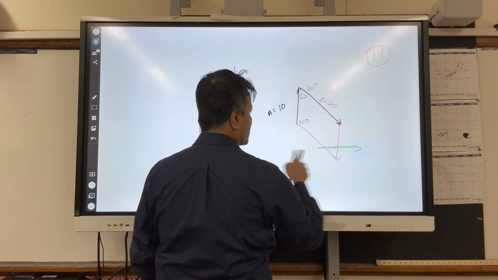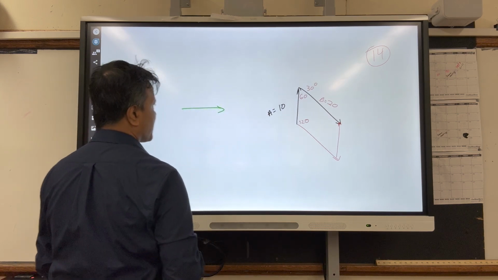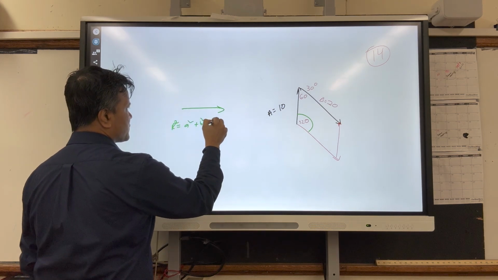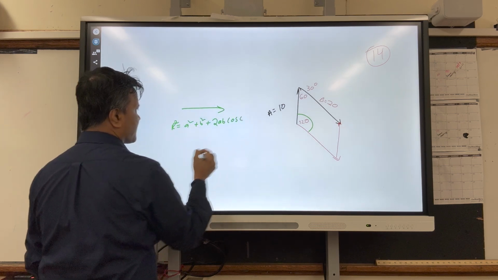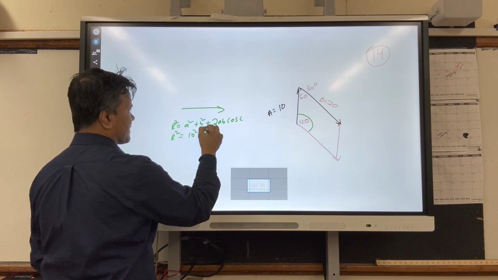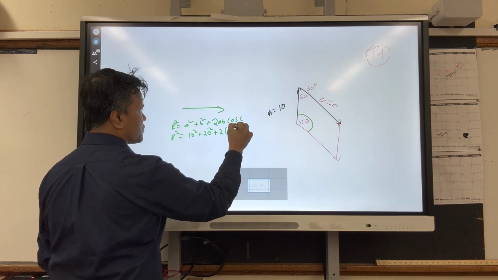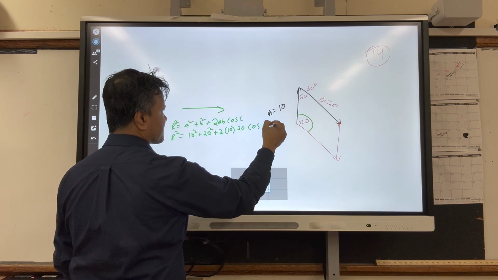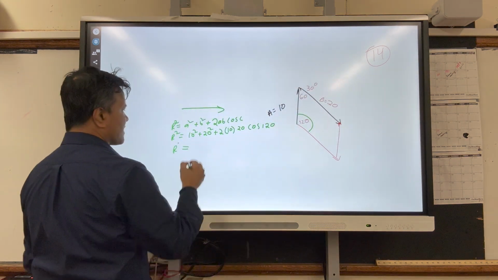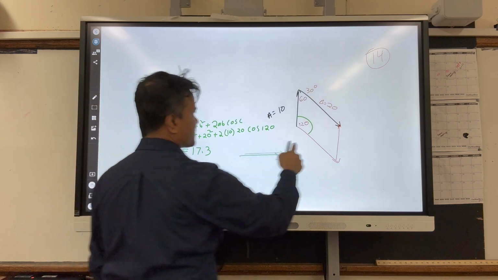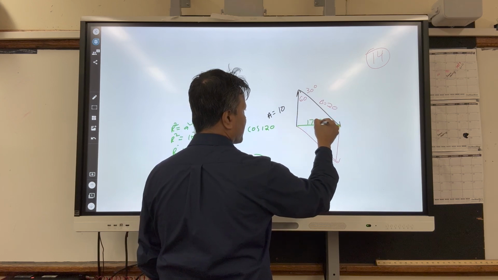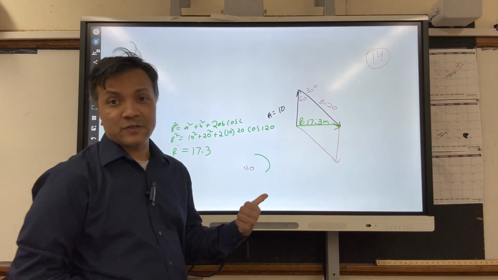The size of this one is what we're going to find. Because we know the angle between two vectors, r squared is equal to a squared plus b squared plus 2ab cosine c. So r squared is equal to 10 squared plus 20 squared, plus 2, 10, 20 cosine 120, and that's gonna give you 17.3. So the size of this one is actually 17.3 meters. This is the resultant. That was 14. Now let's go to 15.